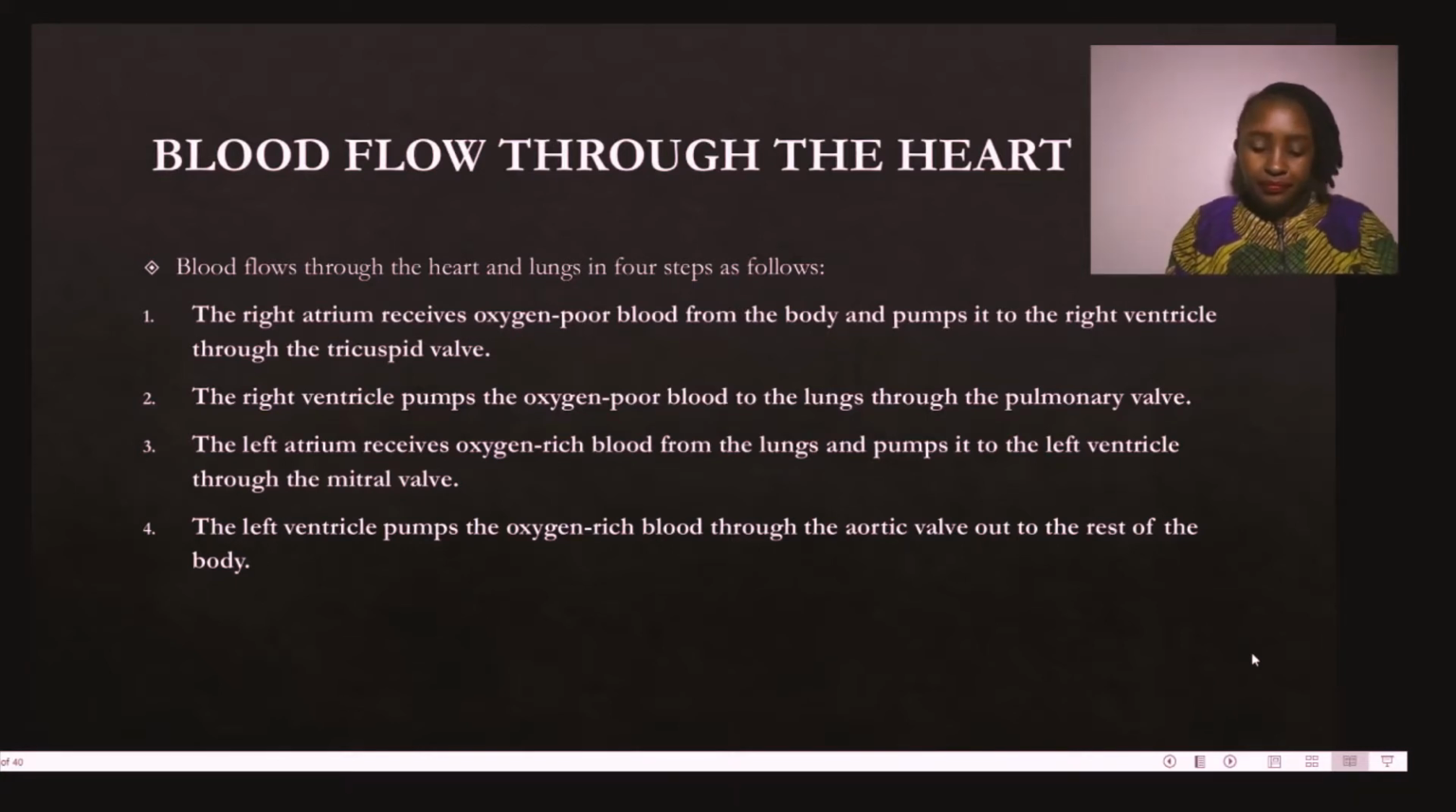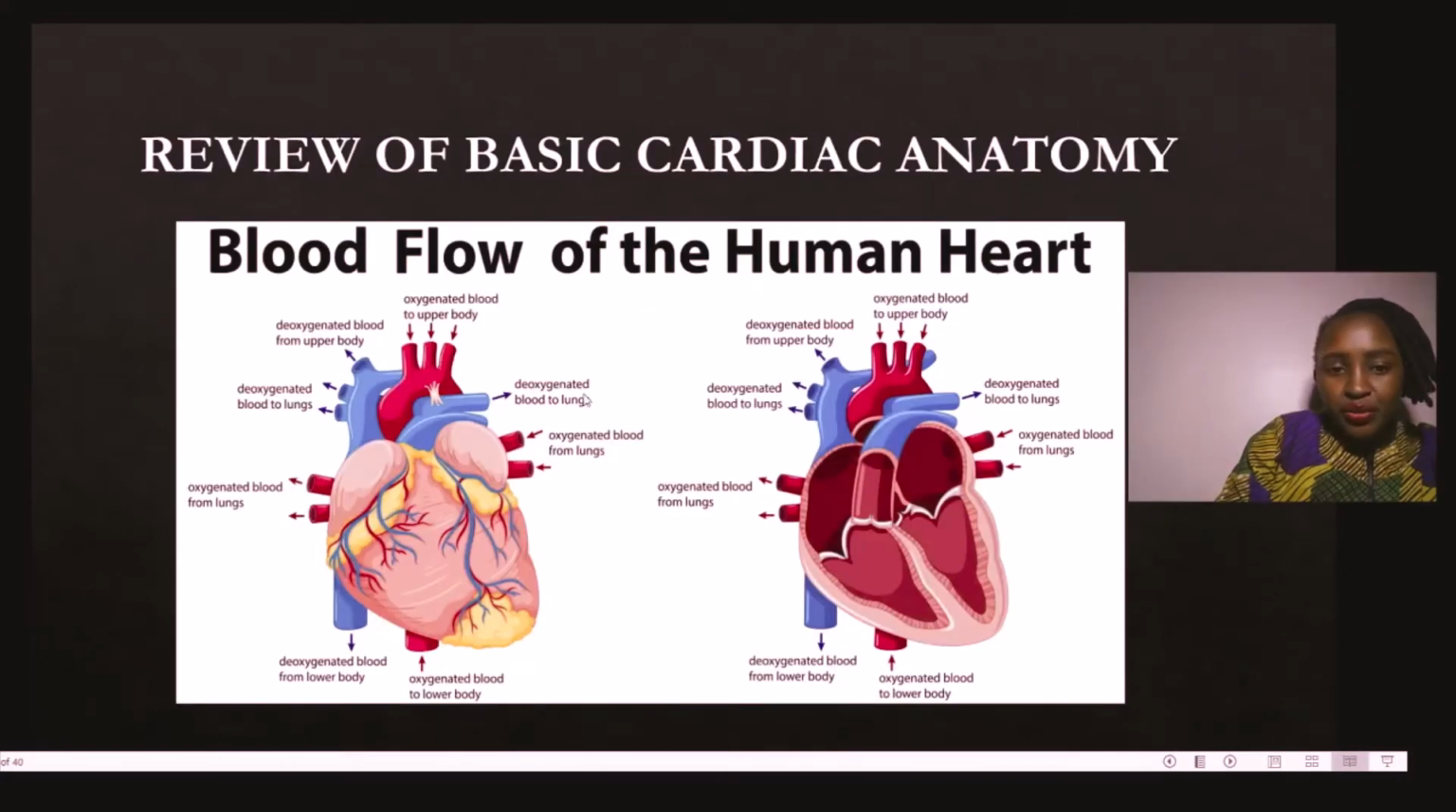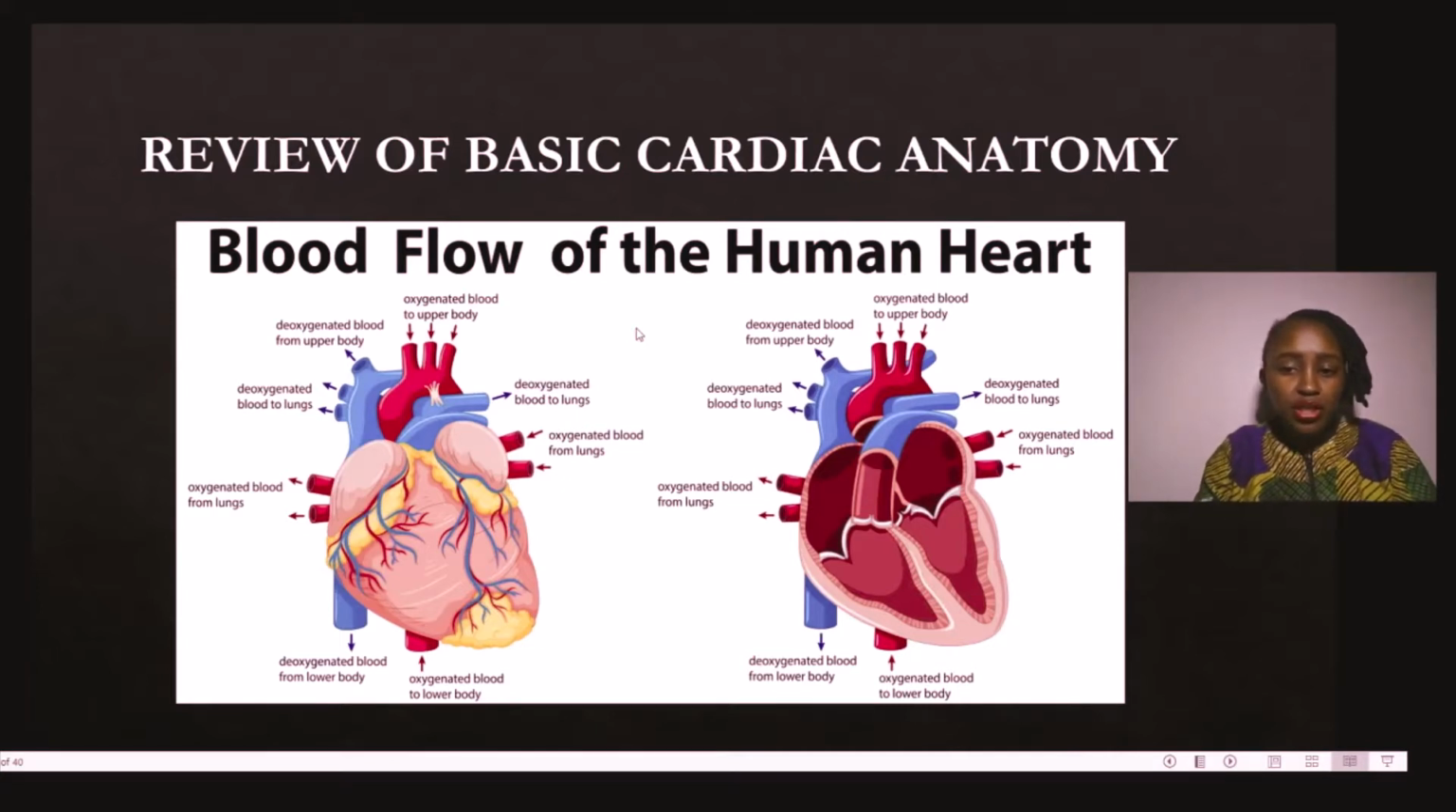Here in these two diagrams, it's just the same thing we have talked about, and this is about the blood flow of the human heart. You can see the superior and inferior vena cava bringing blood back to the right atrium, and that is the chamber that receives the deoxygenated blood from the rest of the body. From this chamber, the blood goes to the right ventricle, which pumps it out to the lungs. The deoxygenated blood goes to the lungs through the pulmonary artery.